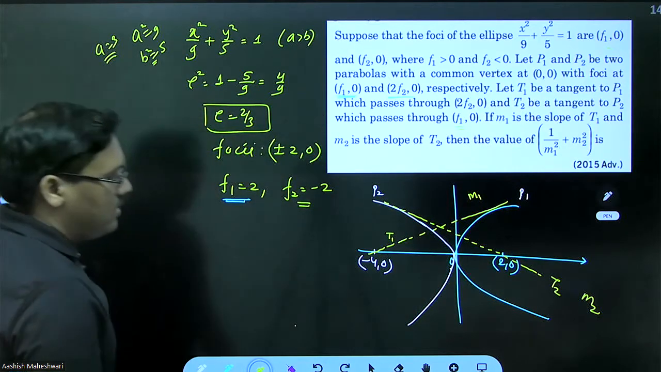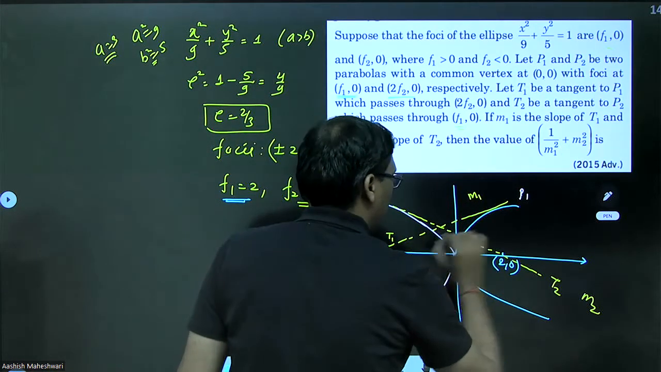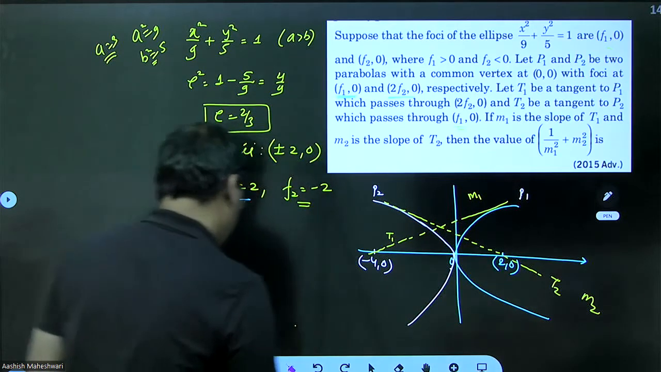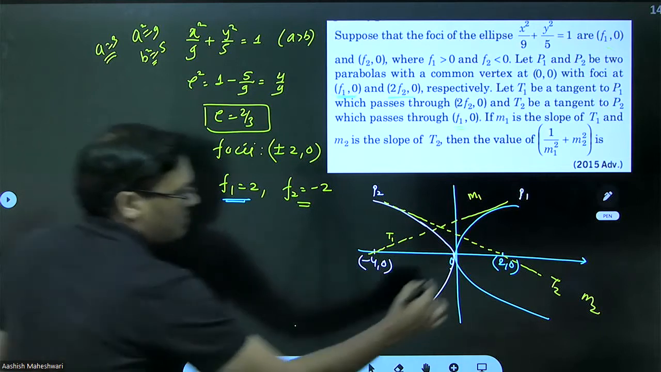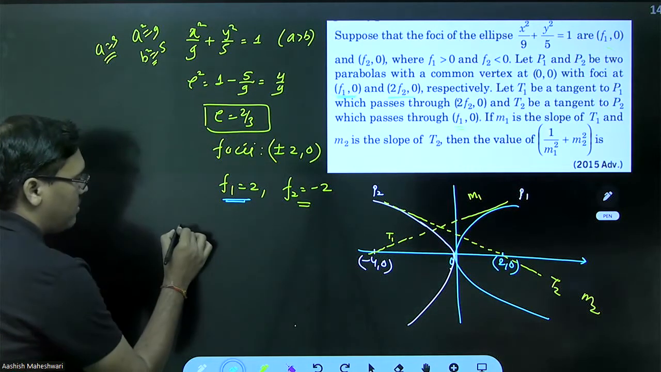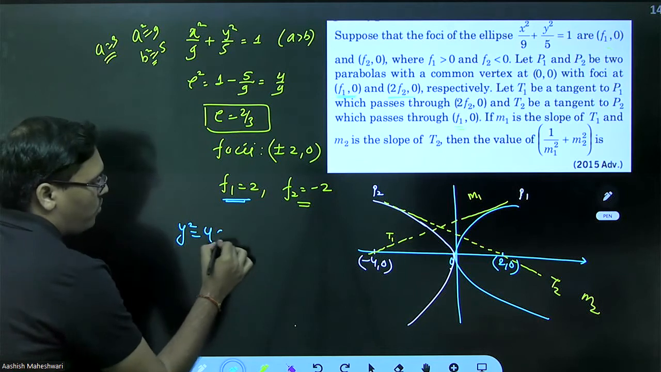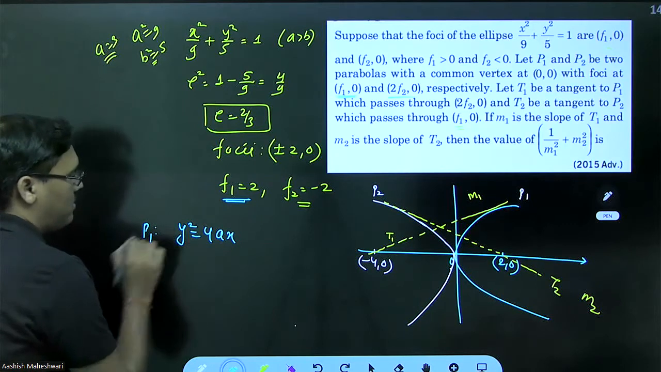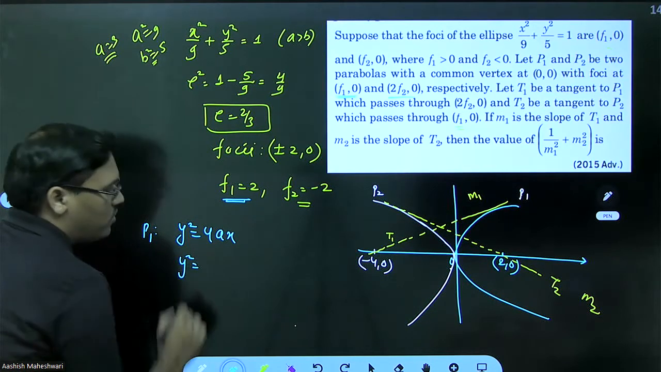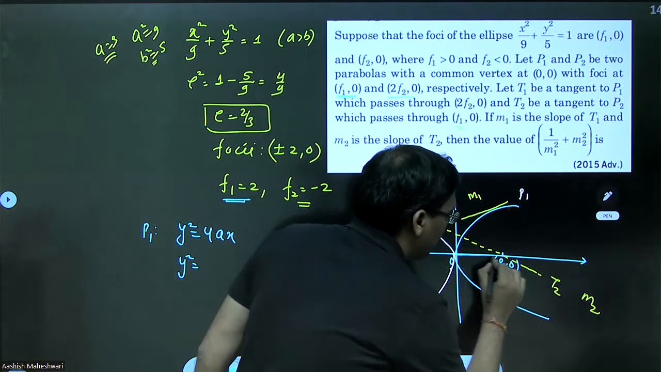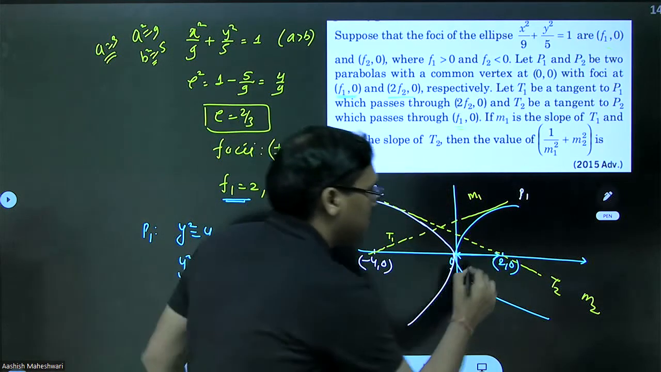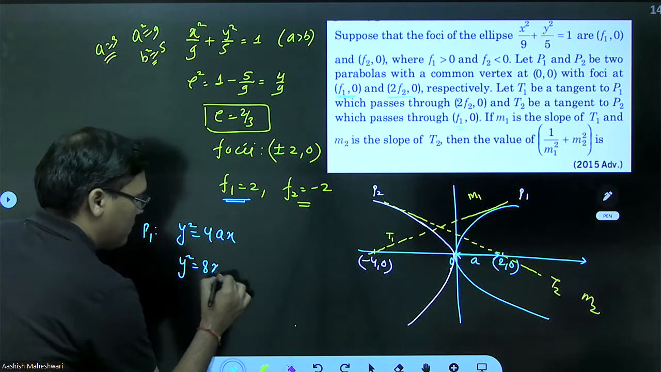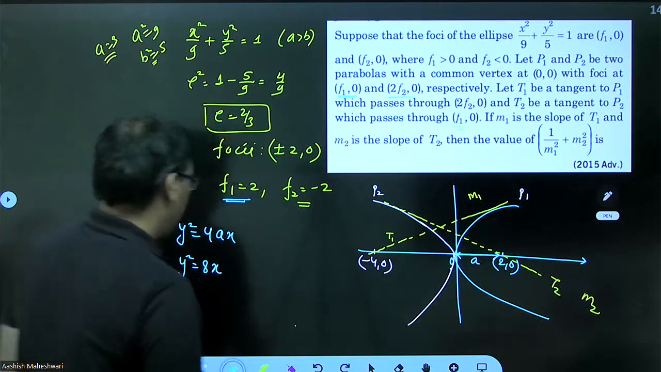Now understand this. First thing is you have to find the equation of the tangent to this parabola. Now let's see what is the equation of this. You can see here, this is the focus. This parabola will be of the form y square equal to 4ax. This is P1, which is y square equal to 4ax. What is the value of a? This is the distance between vertex and focus. So a is equal to 2, which gives y square equal to 8x, right? So this is the equation of this parabola.